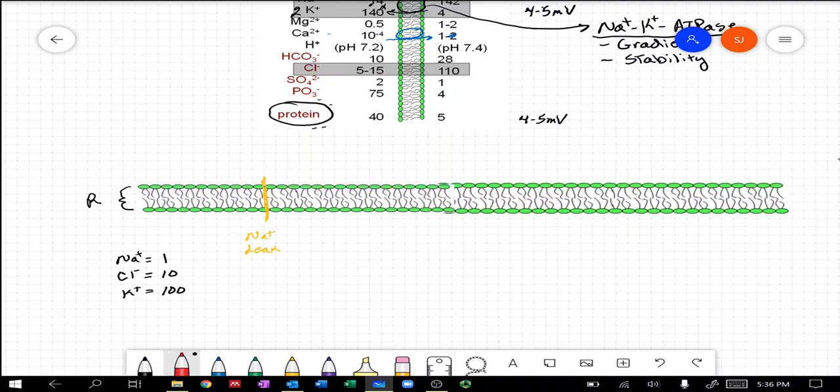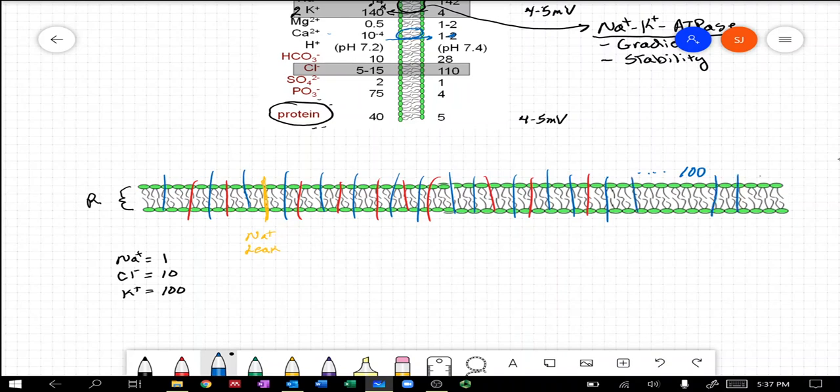We'll make chloride red, so we need 10 of those. 1, 2, 3. And I'm doing that just to give you a visual representation of relative permeability. Now, if I were to do potassium, 3, 4, 5, 6, 7, 8, 9, 10, 11, 12, and so on, out to 100. So we're going to have lots more potassium leak channels in this membrane, 100 times more than for sodium. And just the color coding, that's going to be potassium, and these are chloride.